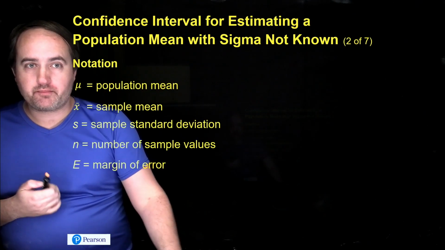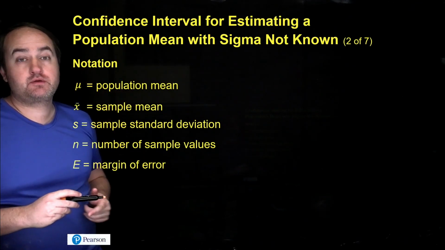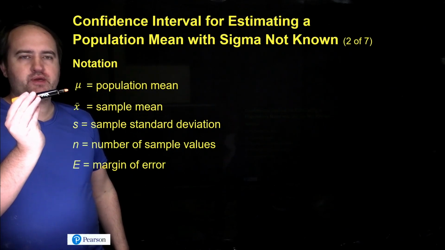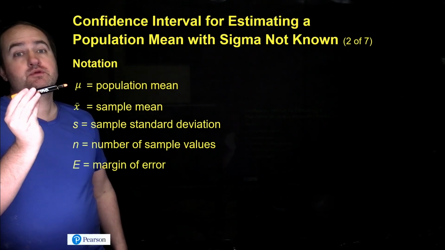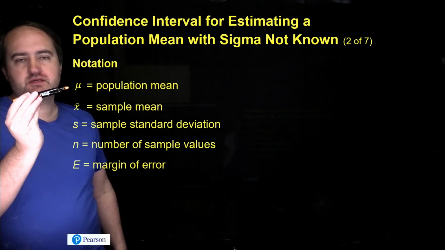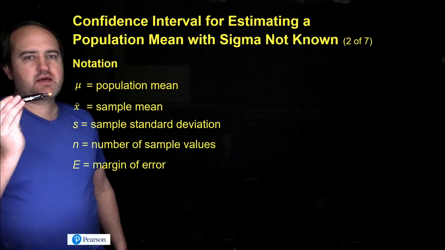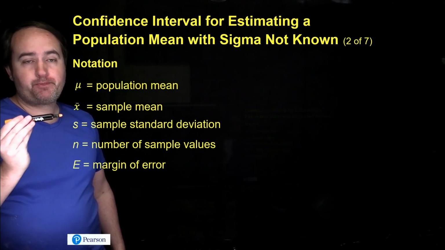So how do we do it? Just to review the notation, what we're trying to estimate is mu, which is the population mean, which we can't really know the true value of unless we do a census. And in most cases, we can't do a census, so we have to make a confidence interval instead. Okay, x bar is the sample mean. That's our best point estimate.